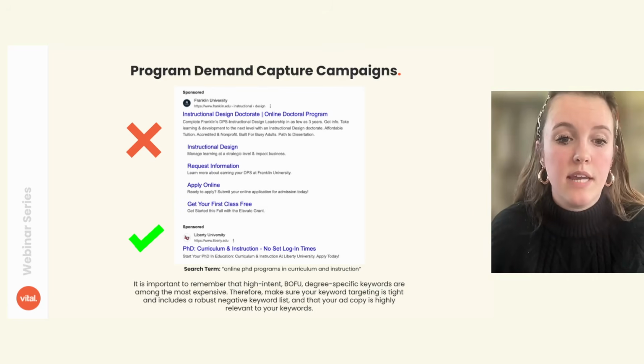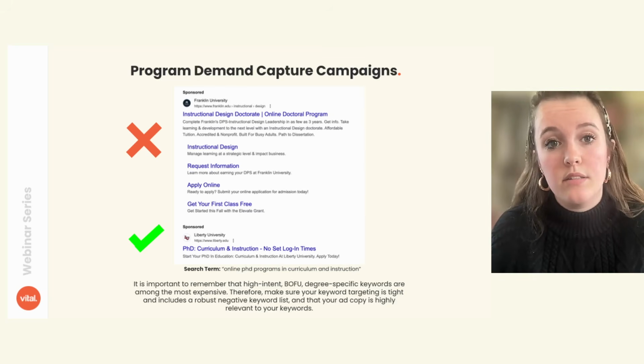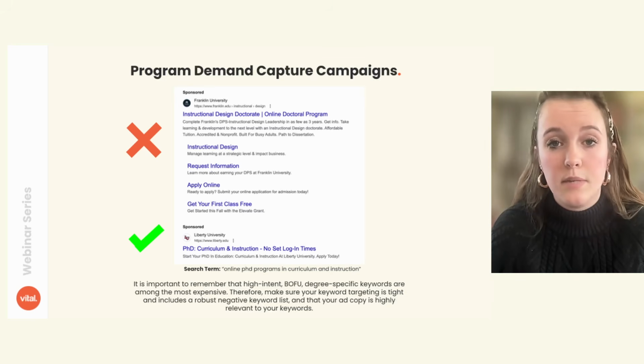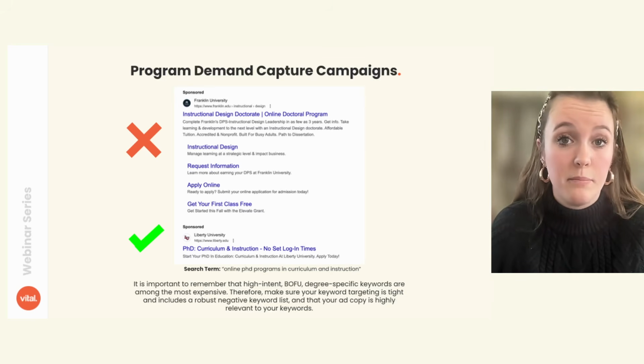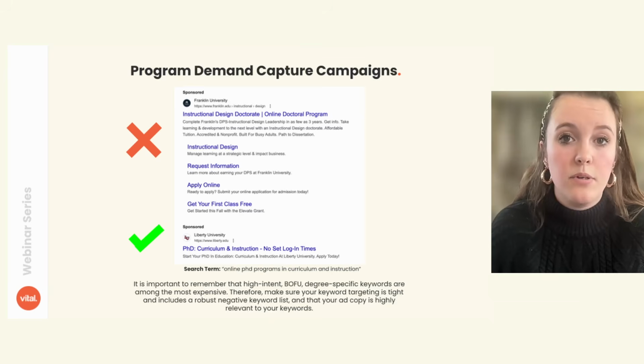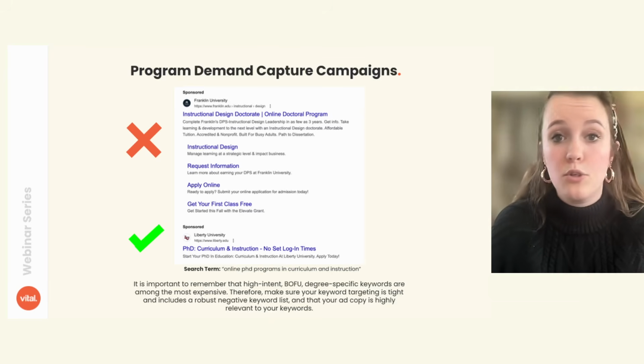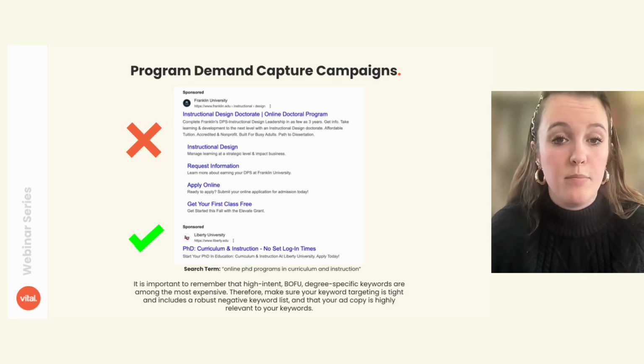So this is another example of showing up for the right opportunity, especially when we get as low in the sales funnel as these types of campaigns. The cost per click is going to be a lot more expensive because it's a lot more competitive. So this is an example where I typed in online PhD programs in curriculum and instruction, super specific keyword, super clear intent. I'm looking for a very specific type of program.